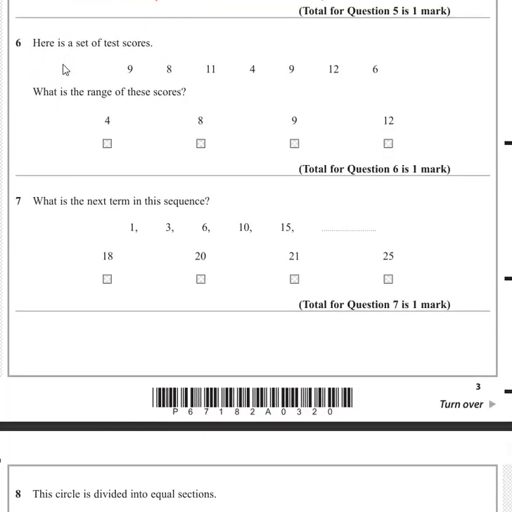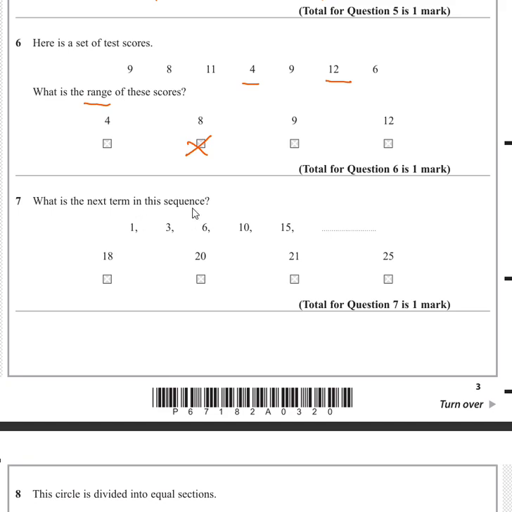All right, here's a set of test scores. What is the range? Guys, the range is to take the smallest number in the set and the largest number and subtract them. So the smallest number here is 4, the largest is 12. So 12 minus 4, which is 8. So the range is 8.